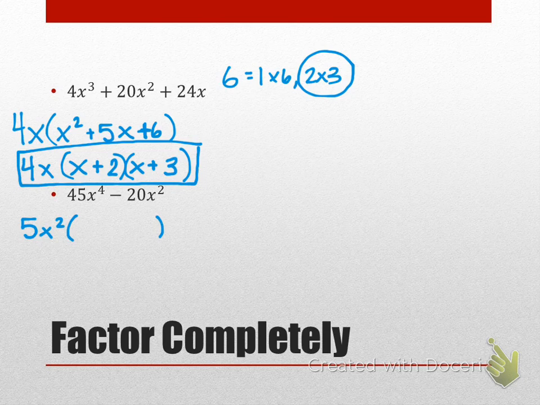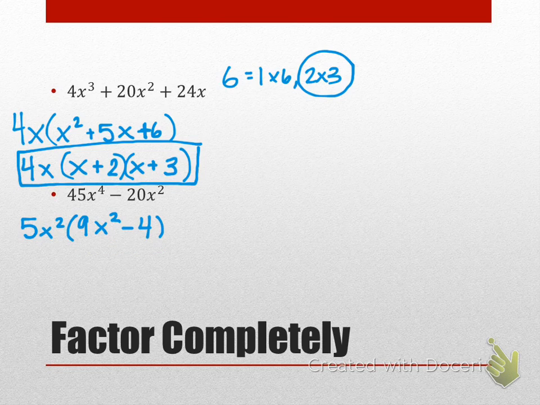parentheses. 45 divided by 5 is 9. X to the 4th, and I took 2 x's out, so how many do I have left? X squared. All right? 20 divided by 5 is 4. If I had 2 x's and I took 2 out, I don't have any left. Now that I've got my greatest common factor, I focus right here. Can I factor 9x squared minus 4?